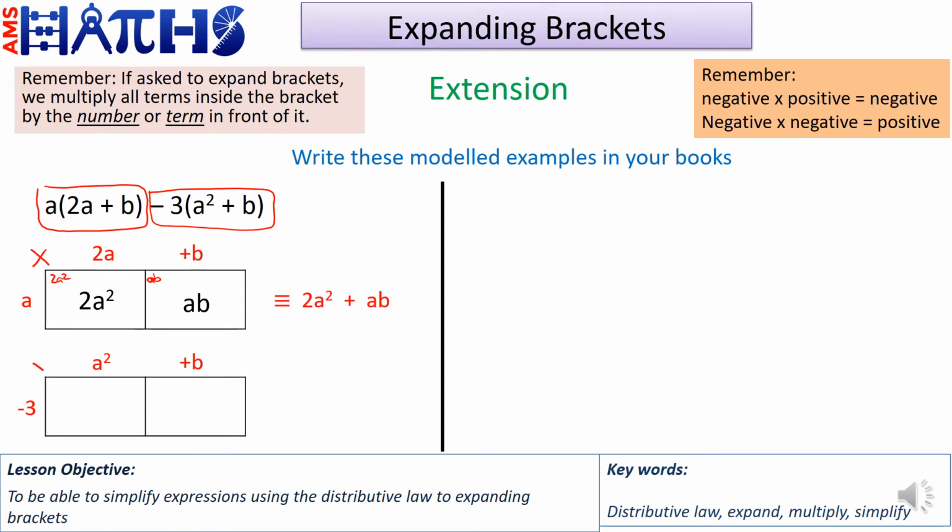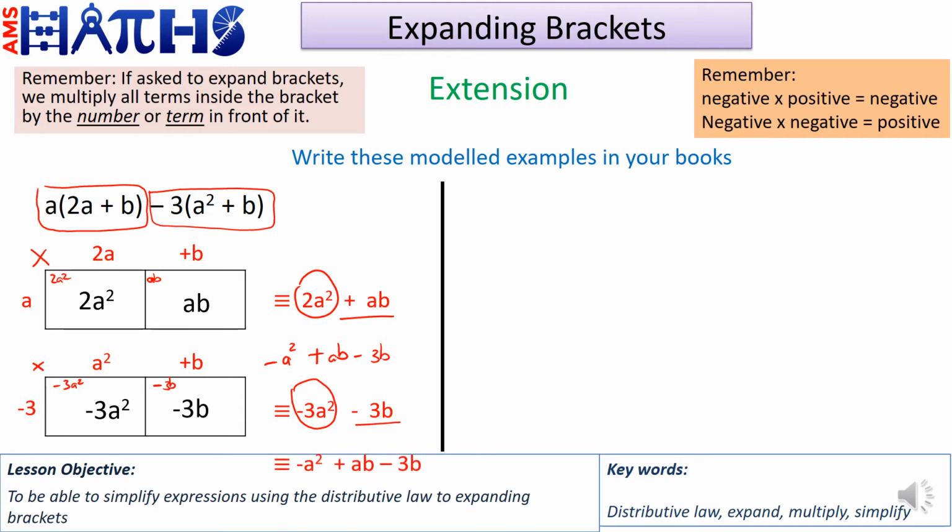Then for our next grid, minus 3 times a squared, minus 3a squared. And then minus 3 times b to give minus 3b. So we have minus 3a squared minus 3b, then we simplify. So 2a squared minus 3a squared gives us minus 1a squared. And then we have ab only, no more ab, so just 1ab. And we have minus 3b, so we write minus 3b. So our final answer is minus a squared plus ab minus 3b.